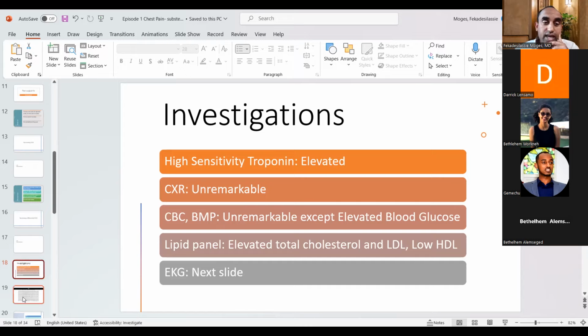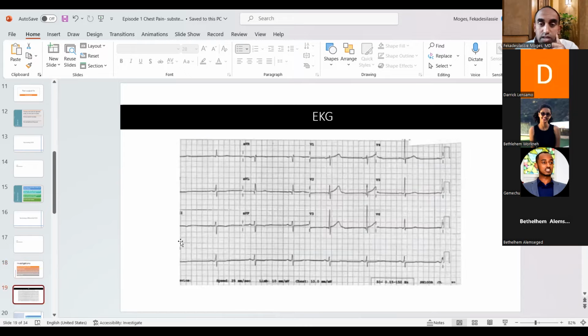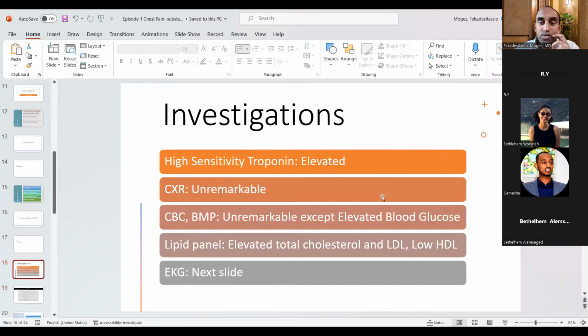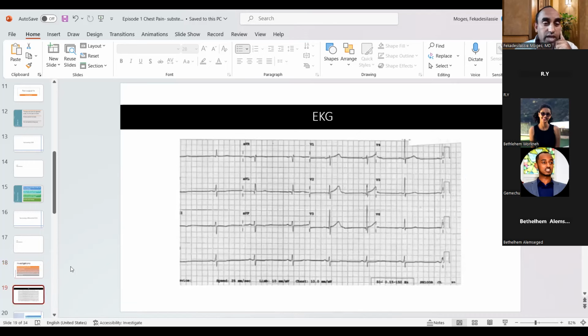Okay. Anything else? Sir, somebody in the chat group also said random blood sugar to check for the DM status. Yeah, I told you here. I said unremarkable except elevated blood glucose. In fact, I said because he is diabetic. You guys should listen. Be a good listener, by the way. Be observant and listen attentively. All right, so here is an EKG.